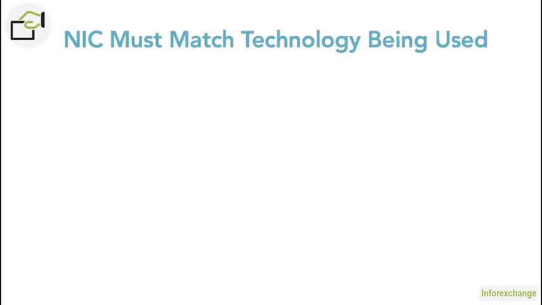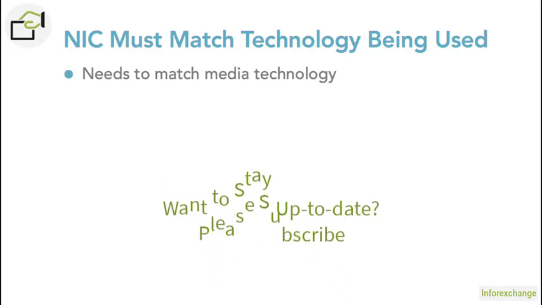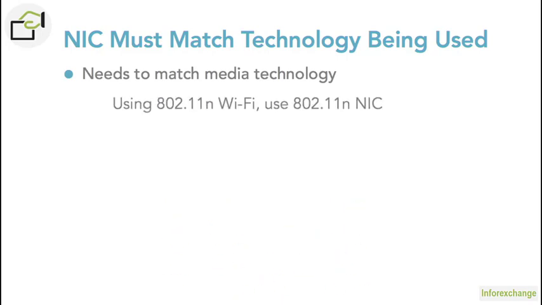When you're purchasing a NIC, you need to make sure that the NIC matches up to the technology that's being used. There are several different considerations to keep in mind when you do this. First, you need to make sure that the media technology matches up to the NIC you're using. For example, if I'm using an 802.11n Wi-Fi network, the NIC I use to gain access to that network also has to be able to support the 802.11 standard. In the same way, if I'm using unshielded twisted pair to connect up my network, I need to make sure that the NIC I put in the computer is also able to use the unshielded twisted pair.